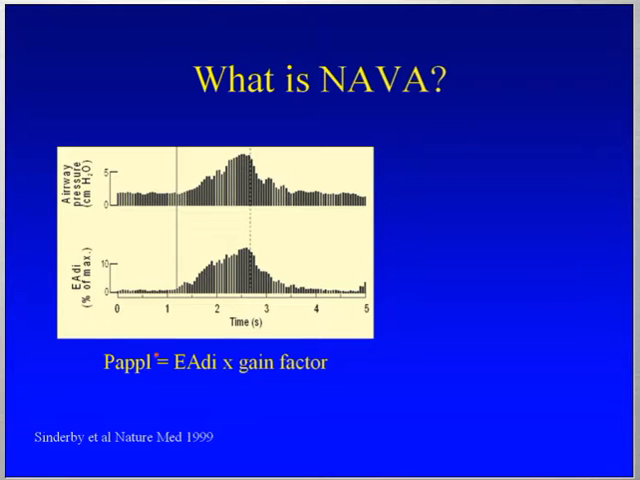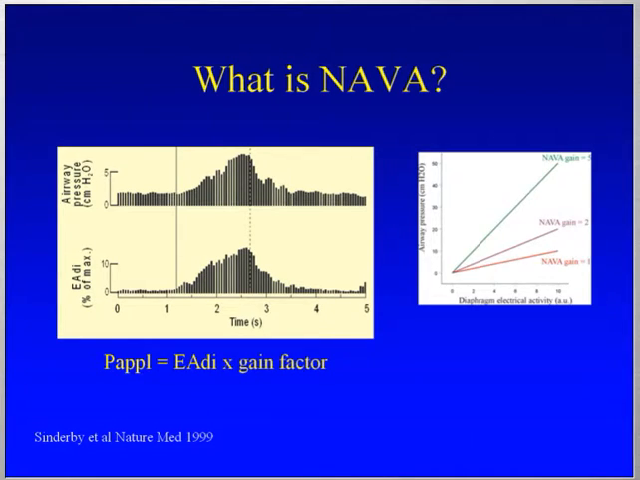With NAVA, the assist is equal to the diaphragm electrical activation times a gain factor. So if your gain factor is 1, you simply have that the assist is directly proportional to the diaphragm activity, as you see here. However, if you would like to increase the assist in this patient, either they have to increase their diaphragm electrical activity and then they will get more assist, or you can increase the gain, and that means that you multiply this signal times a number and then you get a new level of assist. And I think that will become more clear on this slide here.